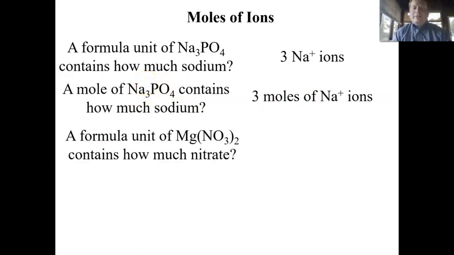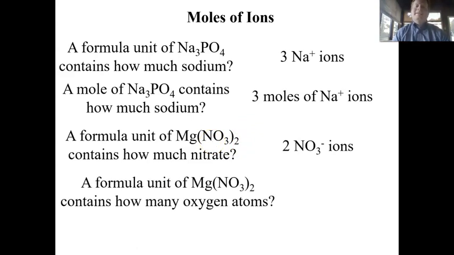A single formula of magnesium nitrate contains how many nitrate ions? Well, NO3 is nitrate. It's just got 2 of them, right? There's a 2 out here that's describing that in a single formula. A single formula unit of Mg(NO3)2 has how many oxygen atoms? That's going to be 6 because you distribute the 2 into the parentheses. So there'd be 2 times 3 oxygens, also 2 nitrogens. It wouldn't affect the magnesium. But yeah, that's going to be 6 O atoms. In a single formula, 6 oxygen atoms. Tiny, ridiculously tiny amount.